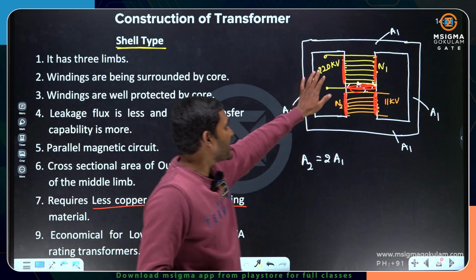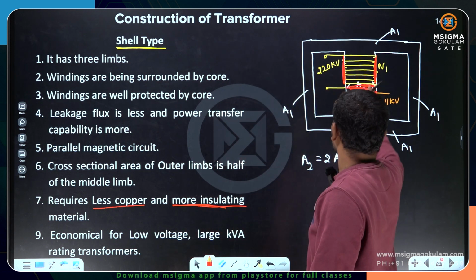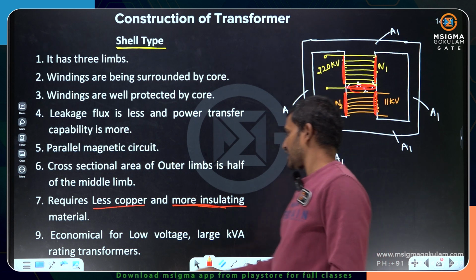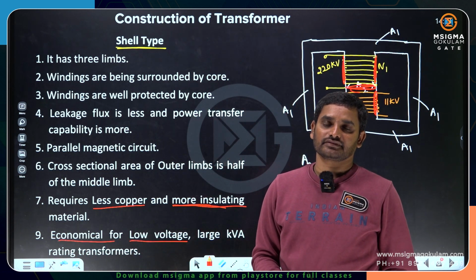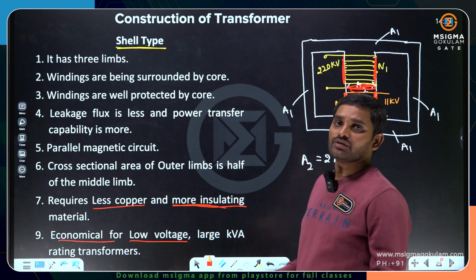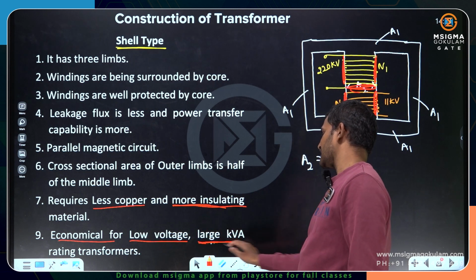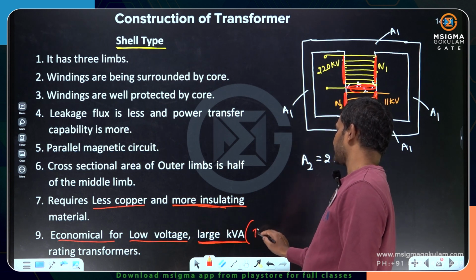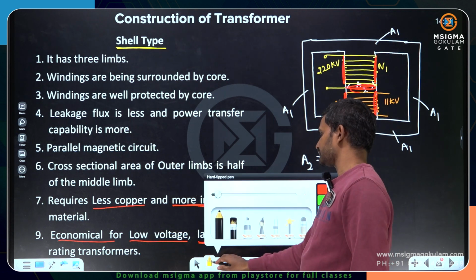So do not operate at high voltage. You should operate at less voltage. So it is economical for low voltage operation. If it is operating at low voltage, then you have to design to operate at large currents. So low voltage, large currents. Large current is nothing but large kVA.